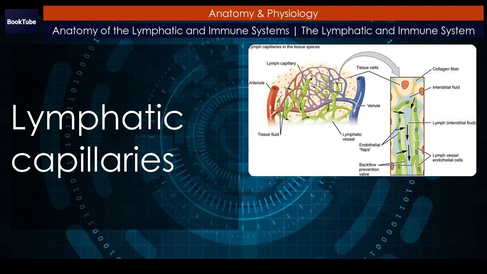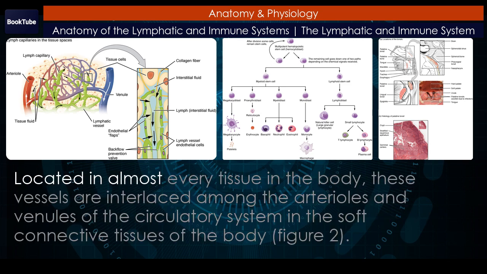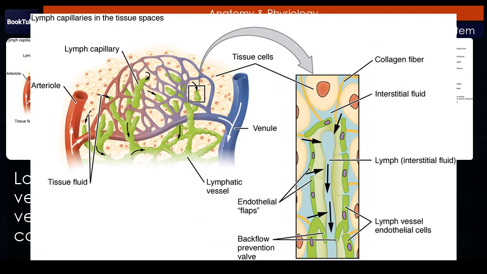Lymphatic capillaries. Lymphatic capillaries, also called the terminal lymphatics, are vessels where interstitial fluid enters the lymphatic system to become lymph fluid. Located in almost every tissue in the body, these vessels are interlaced among the arterioles and venules of the circulatory system in the soft, connective tissues of the body.